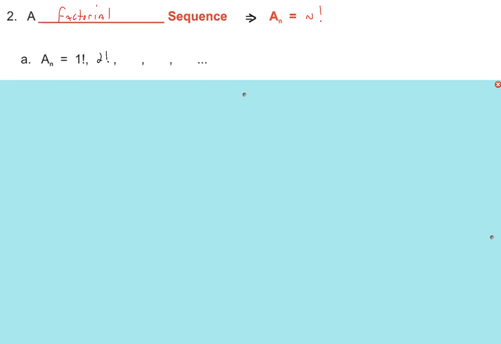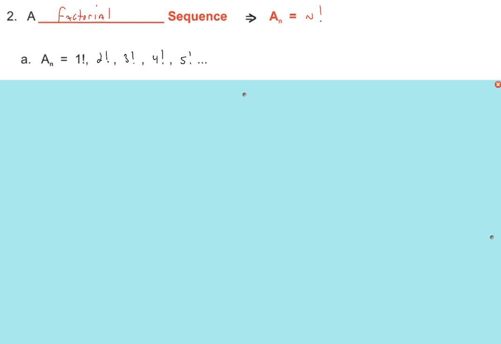The second term is 2 factorial. The third term is 3 factorial. The fourth term is 4 factorial. The fifth term is 5 factorial, etc., etc.